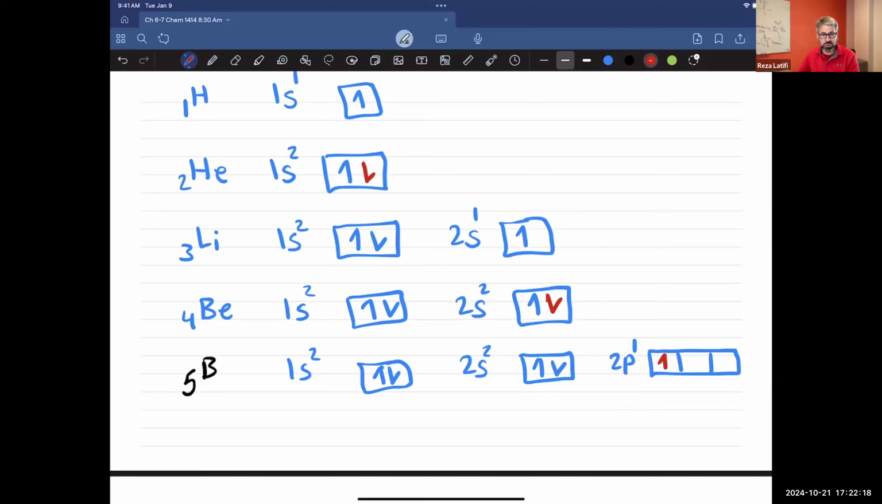Now if you switch to carbon, you go six, this is going to be 1s2, 2s2, and then 2p2. For carbon, you're going to put one electron inside each orbital, up. And so I'm not going to force the electrons to be in one orbital. And that's going to be Hund's rule.